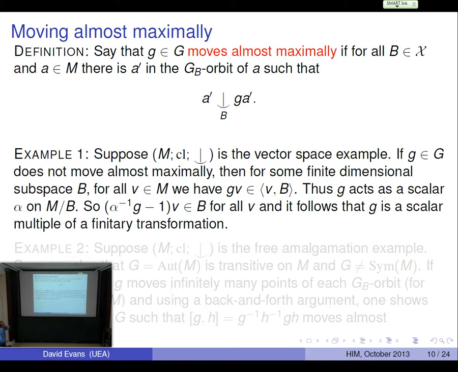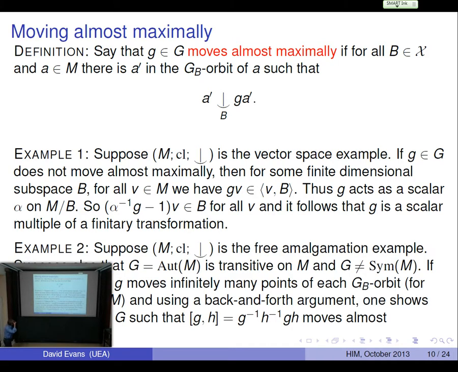Well, that means for some finite dimensional subspace B, it's the same B as up there, and for all vectors v, you're going to have that g of v is in the linear span of v together with B. And so you can see that g is going to act as a scalar on the quotient space. So if you mess around with this a little bit, you can see that g must be a scalar multiple of a finite rank transformation. So in this case, not moving almost maximally corresponds to being a scalar multiple of a finite rank transformation.